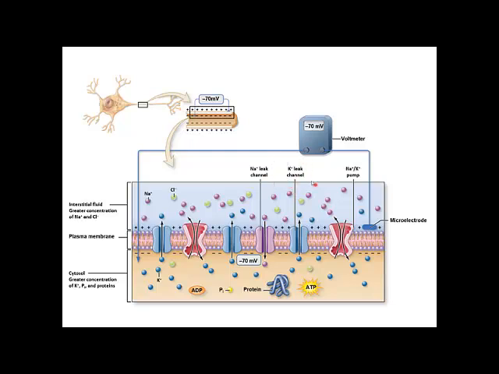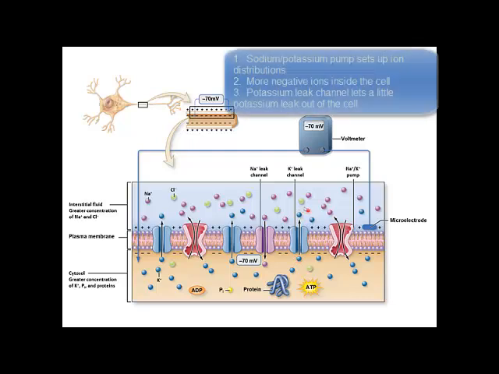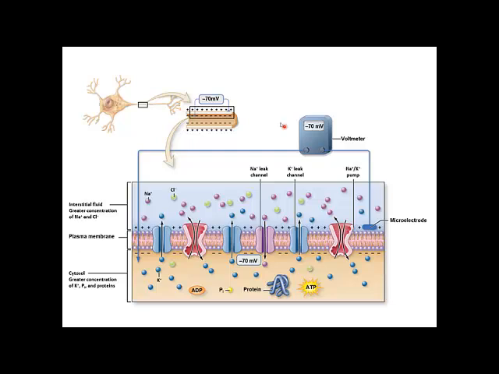This leak channel is constantly open, but just a little bit. It allows potassium to slowly leak out of the cell. These three factors combine to make the outside of the cell a little bit positive and the inside of the cell a little bit negative. We can put an average number to this, and the voltmeter up here shows minus 70. That means the inside of the cell is a little bit more negative to the outside. This is a very small number, but it's enough for our purposes.